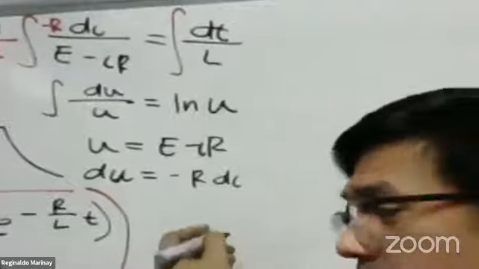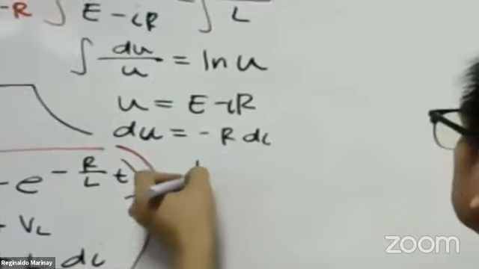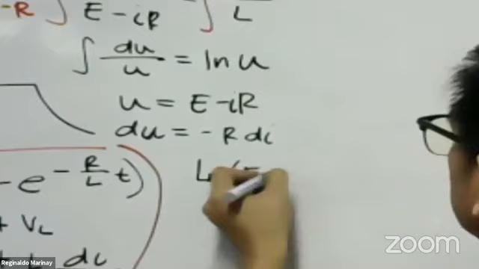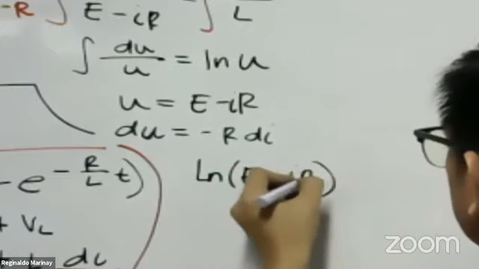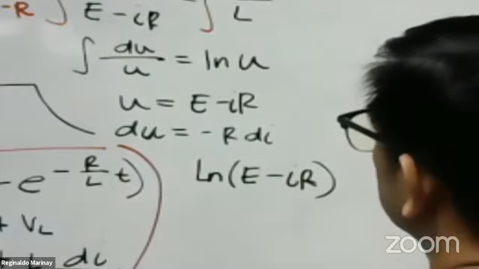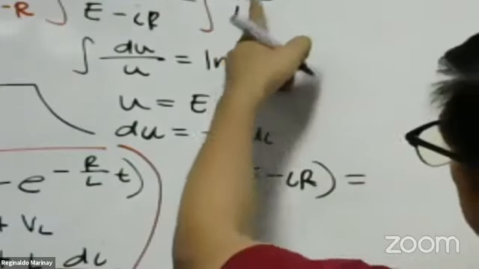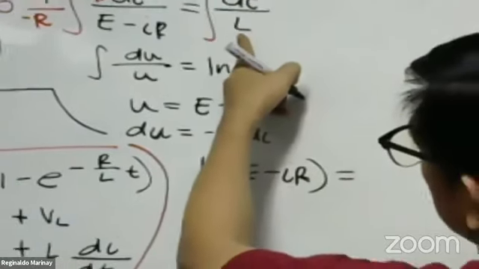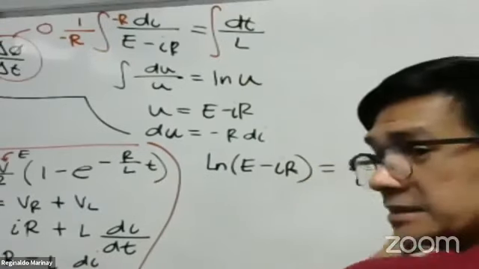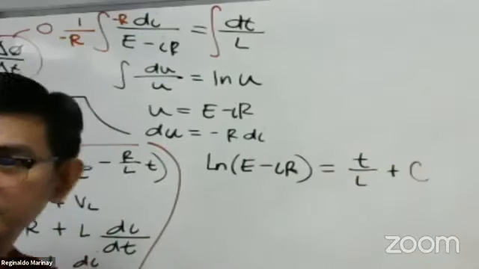So this will become what? This will become ln of E minus IR. So that is equal to what now? This is dt. This is just a constant. It's simply t over L plus C, right? This is plus C.